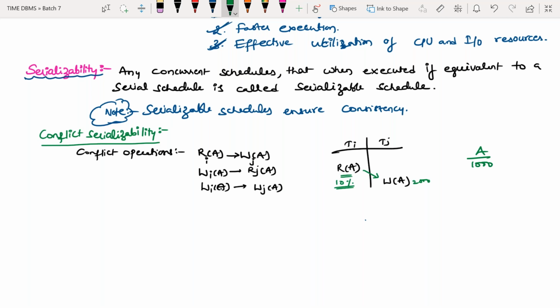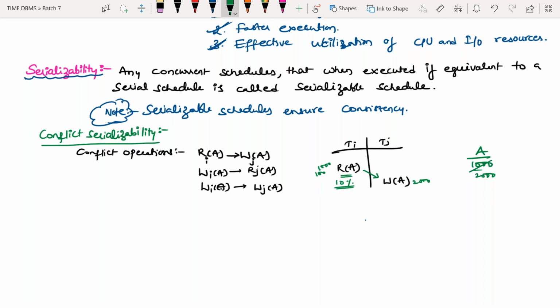First, if Ti is executed, it is calculating 10%. What value is Ti going to read? 1000. If it reads 1000, 10% is 100 rupees. Then Tj changes the value to 2000.